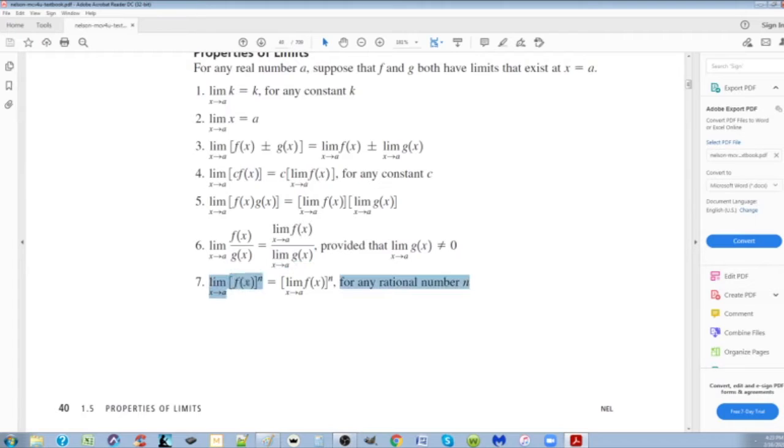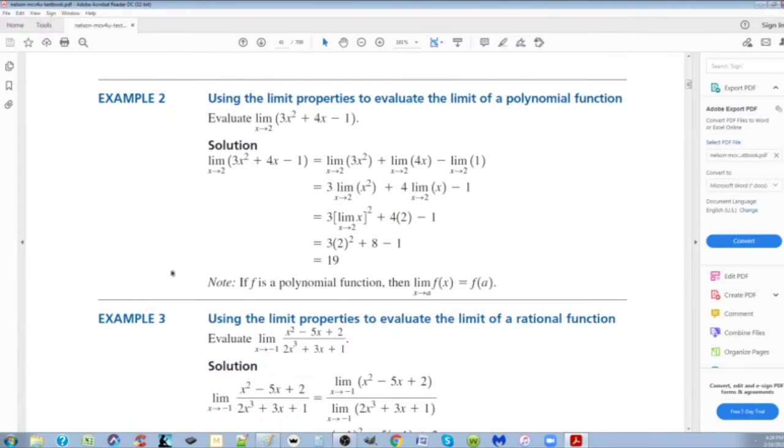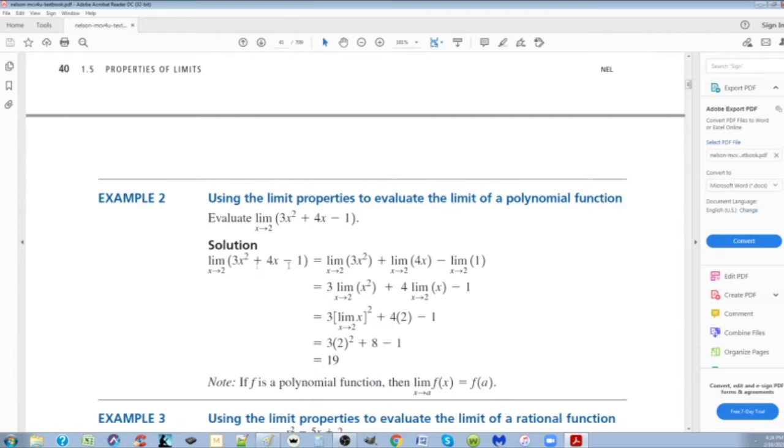And finally, this just says that any rational value of anything with an exponent, you can find the limit within the exponent. We'll get more to that in a bit. They're just teaching you to break it down into the components.